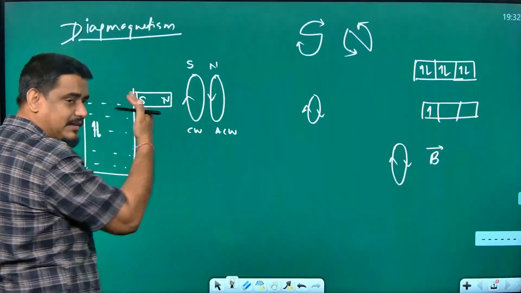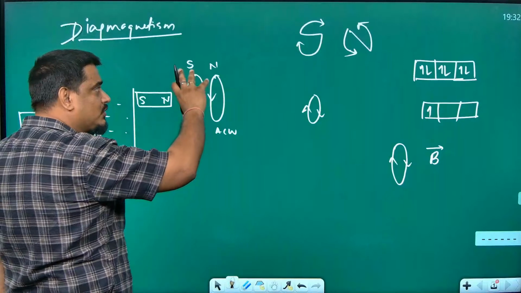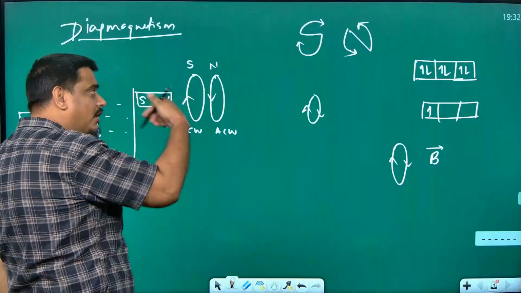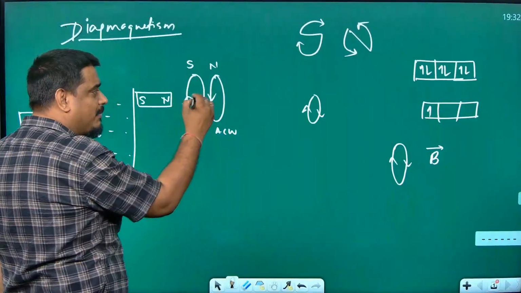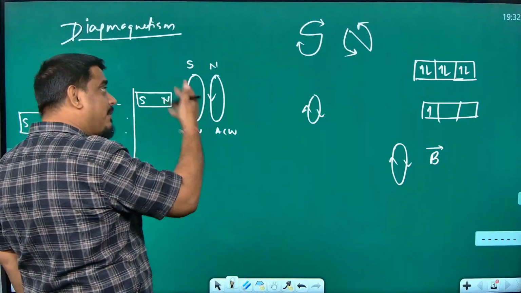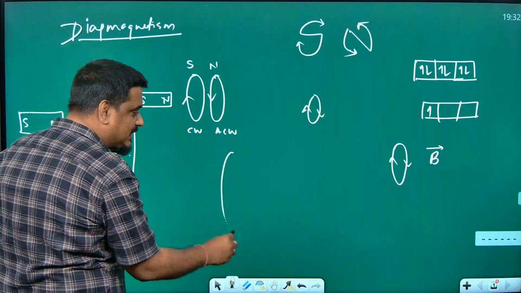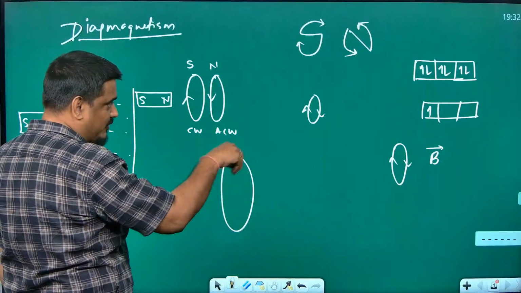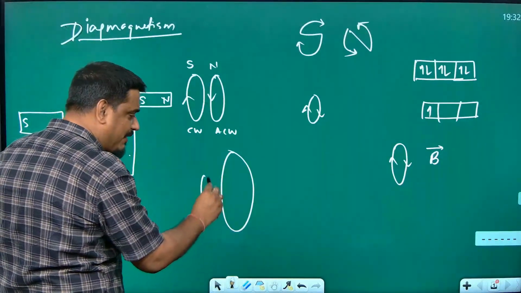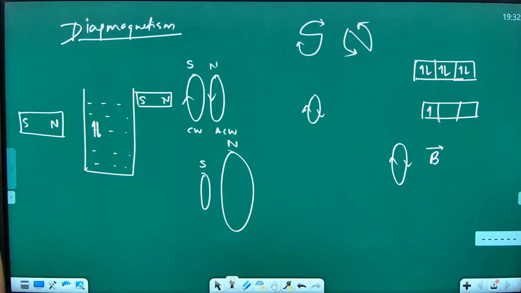It will try to repel it, isn't it? For repelling it, it has to become a north pole. So south encountering north will make it weaker, it will become less of south, and north becoming north will become a powerful north. I am telling in layman's words. What will be the result of this? This will have a bigger magnetic moment, and this will have a smaller magnetic moment. Now, the net magnetic moment is not zero.